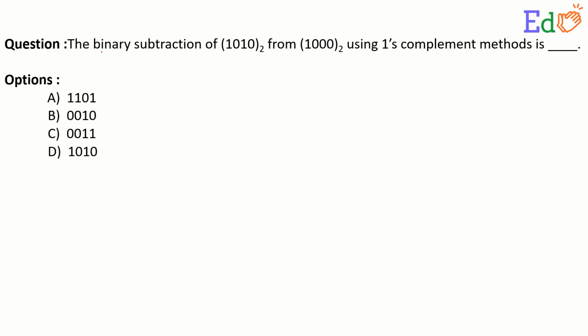We have a simple problem here which states that the binary subtraction of 1010 from 1000 using 1's complement method is dash. The options are A 1101, B 0010, C 0011 and D 1010.